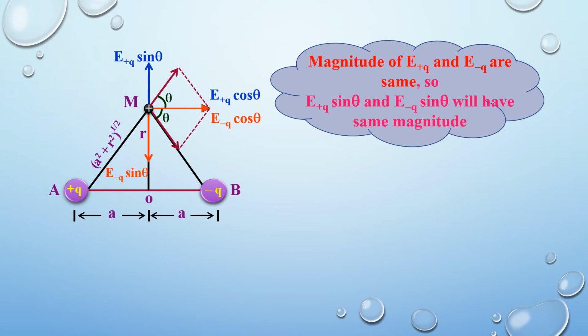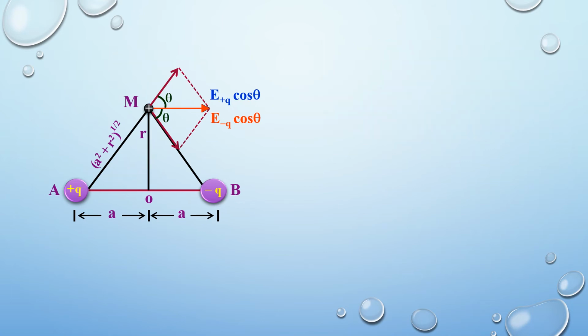It is known that the magnitudes of both the electric fields are the same. Therefore, the components should also have the same magnitudes. Hence, the E sin theta component of the positive charge's field and the E sin theta component of the negative charge's field should cancel each other because they are equal and opposite. Hence, both of them cancel out each other. So we are only left with the E cos theta components of the positive as well as negative charges.